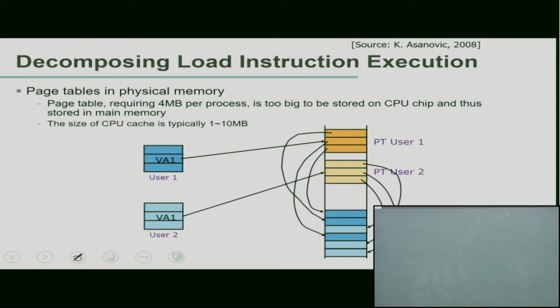A page table may require 4 megabytes per process. If you have a 32-bit address space, the page table can require 4 megabytes per process, which is too big to be stored on the CPU chip and thus is stored in main memory. The size of a CPU cache is typically 1 to 10 megabytes, which is a little too small to hold everything if you have multiple processes at the same time. So in practice, the page table is put in the main physical memory as well. Both the actual data and the table are placed in the same physical memory.